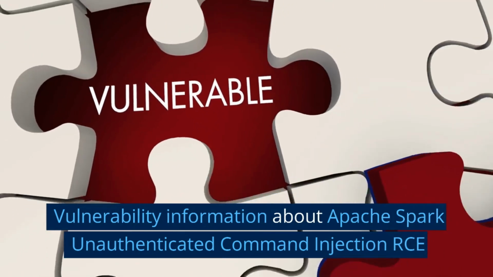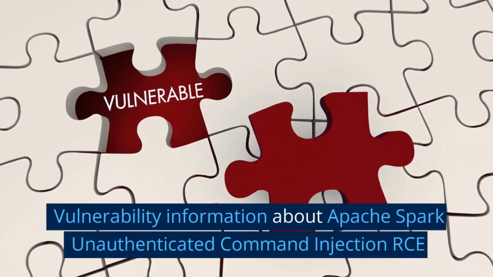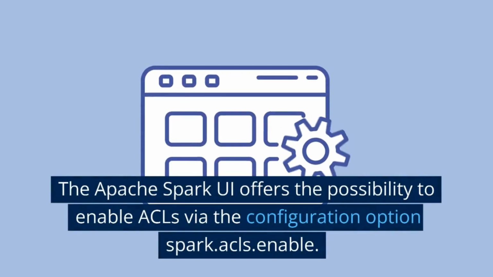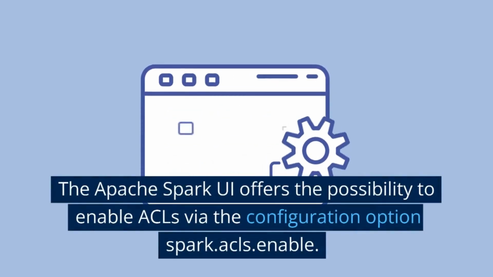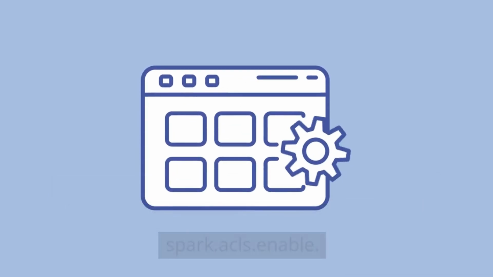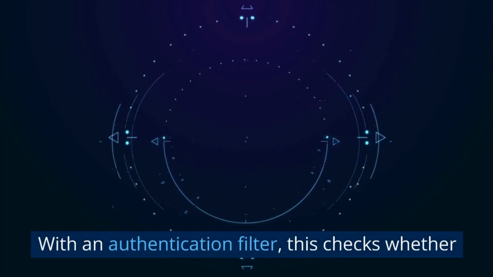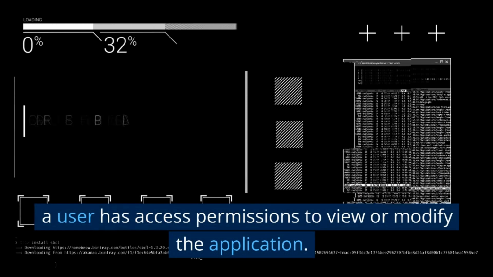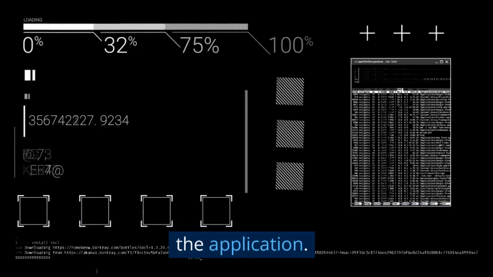Vulnerability information about Apache Spark Unauthenticated Command Injection RCE. The Apache Spark UI offers the possibility to enable ACLs via the configuration option spark.acls.enable. With an authentication filter, this checks whether a user has access permissions to view or modify the application.